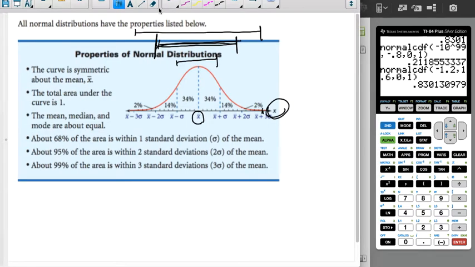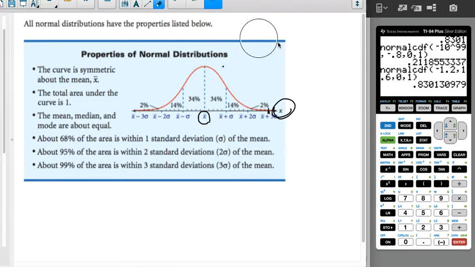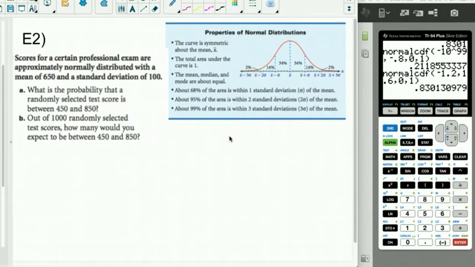So if you're in the 99th percentile, that means that you are so far at the top of the curve that you are not even in those 3 standard deviations, right?